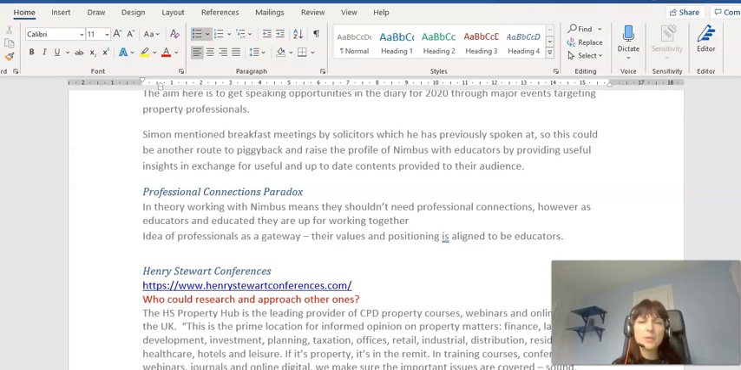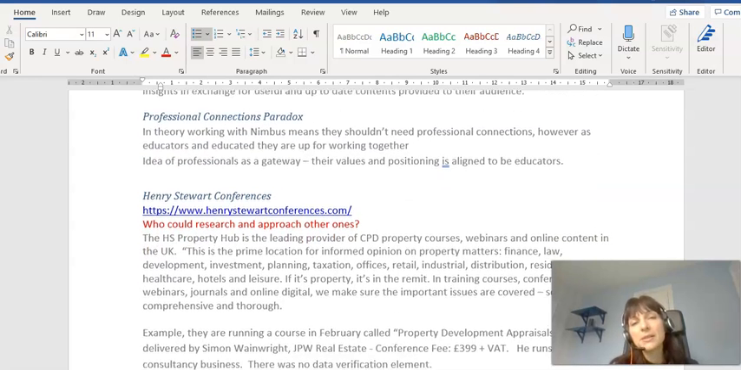And I also came up with this idea of this paradox. So actually, they should be working with educators, so people where they're working together, even though they're educators. So professionals are their gateway. So other people who are really well respected in the field of property development to share the word about Nimbus and raise their profile. So they need to align with these.